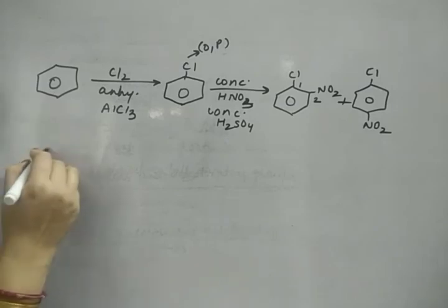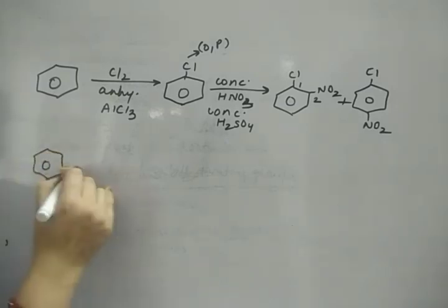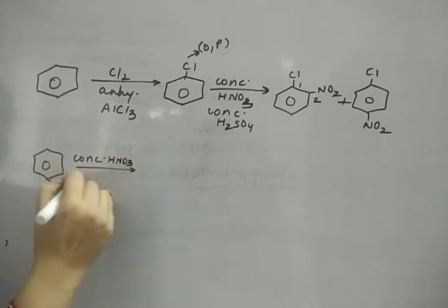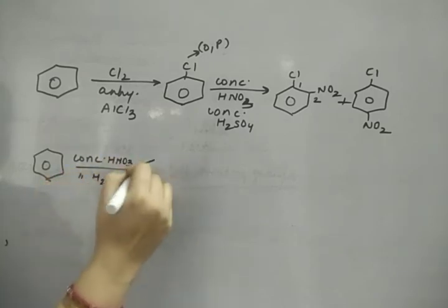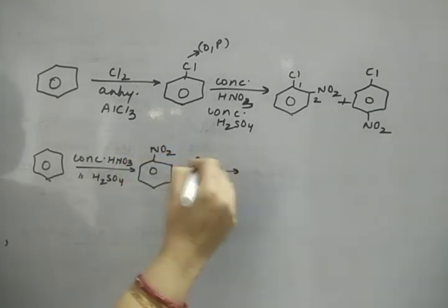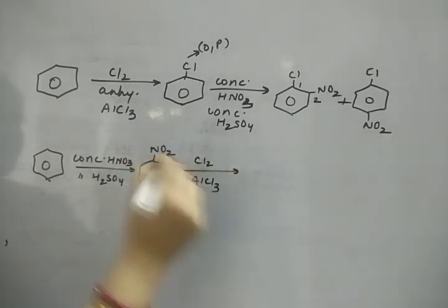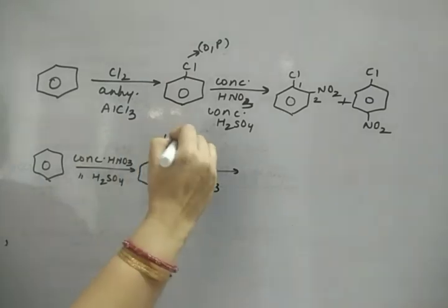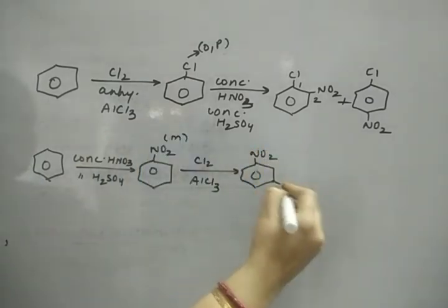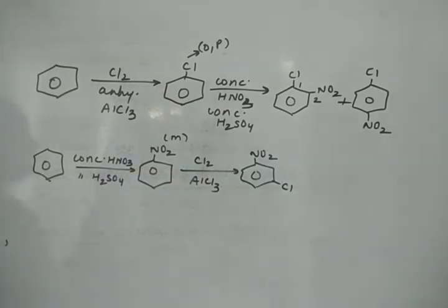Okay, but suppose I am having benzene and suppose first nitration is done. So first benzene is subjected to nitration. So I will get nitrobenzene. Now suppose if chlorination is done. Now nitro group is meta director. So in this case I will get only single product, and that is meta nitrochlorobenzene. Okay, this is known as directive influence.